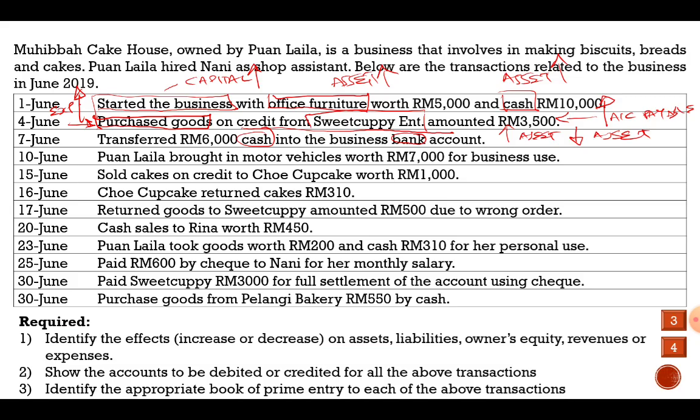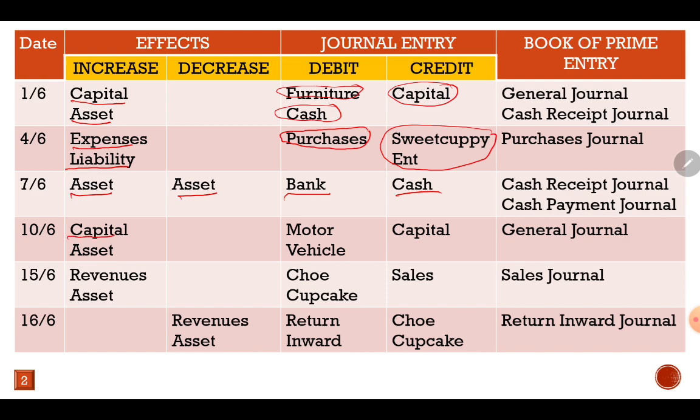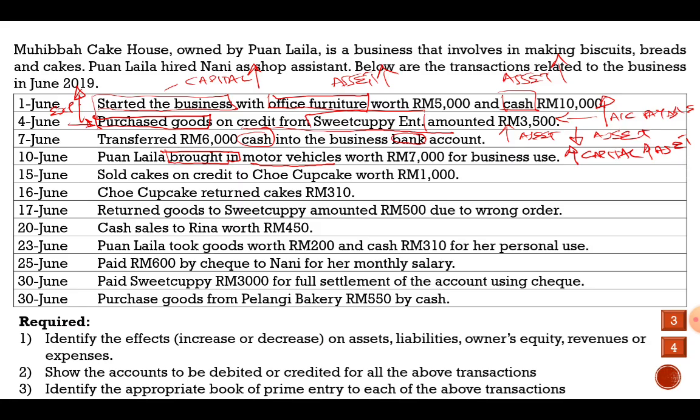Okay, next, on the 10th of June, Puan Laila brought in a motor vehicle worth 7,000 ringgit. Brought in is, again, same as started the business just now. They brought in the capital, in this case in the form of a motor vehicle. So, capital will increase. Asset will increase. Asset increase, debit asset. In this case, debit motor vehicle. Increase in capital, credit capital. Capital increase, asset increase, debit motor vehicle, credit capital.